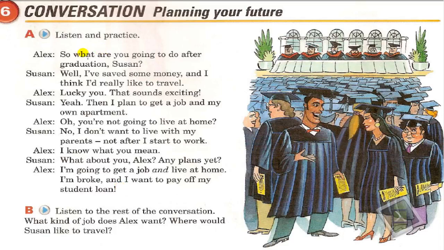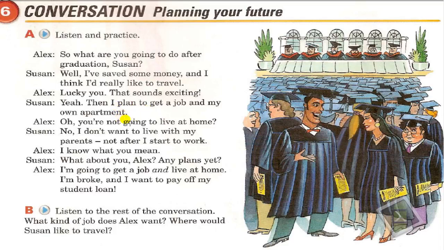First question, what's Susan gonna do after graduation? Susan, she'd like to travel. She has saved some money and she'd like to travel. That sounds exciting. Exciting, interesting. So number one, Susan would like to travel. She plans to get a job and her own apartment, flat. She plans to have her own apartment, her own flat. She's not gonna live with her mom and dad. She's not gonna live at home.